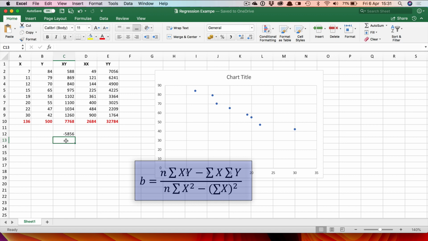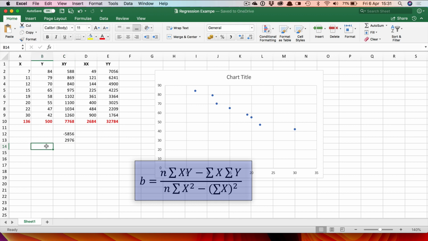Now let me do the denominator of the B formula, which is n times the sum of the x squared values minus the sum of the x values, which is squared. Again, no need for brackets because the squaring will be done first and then the multiplication and then the subtraction, which is what I want. So entering that, I get that.